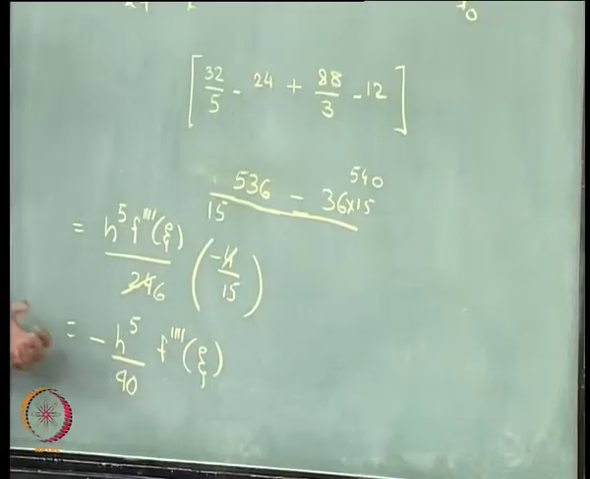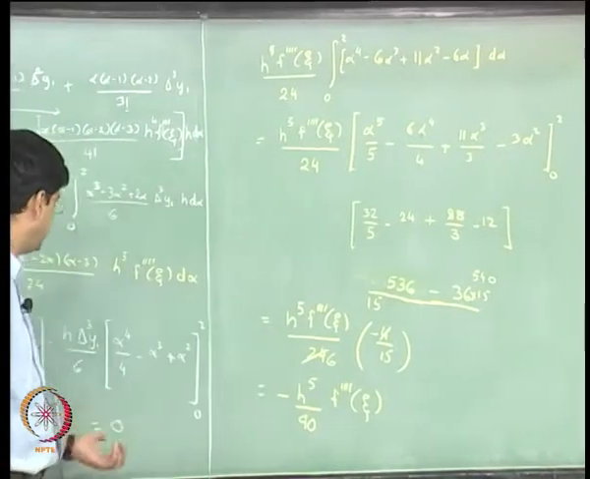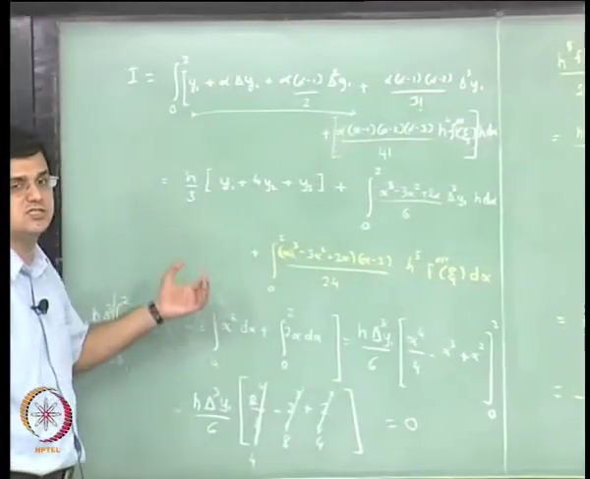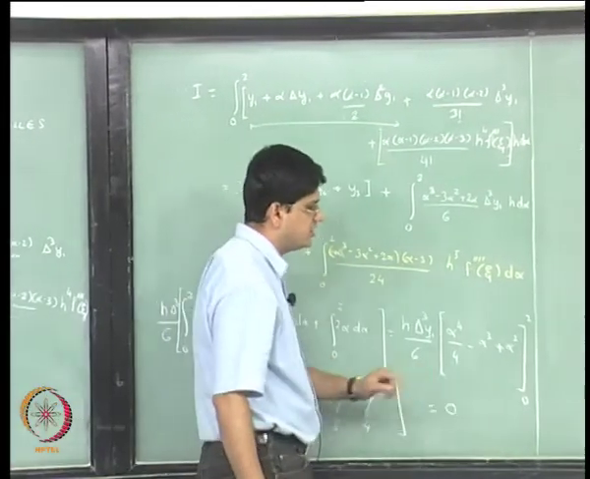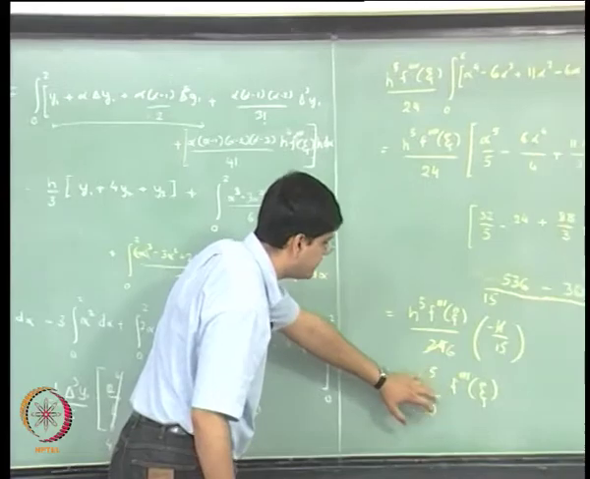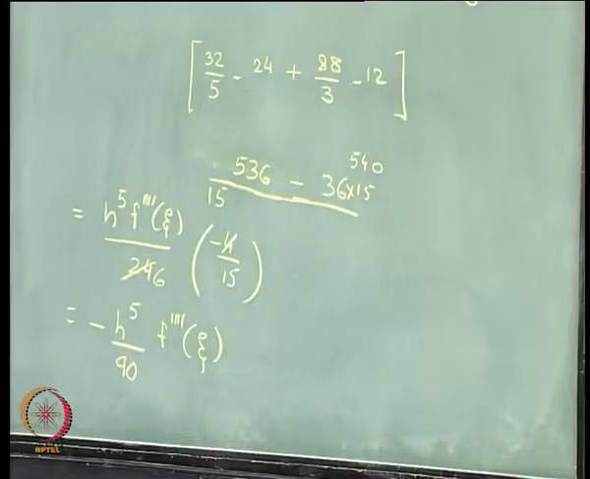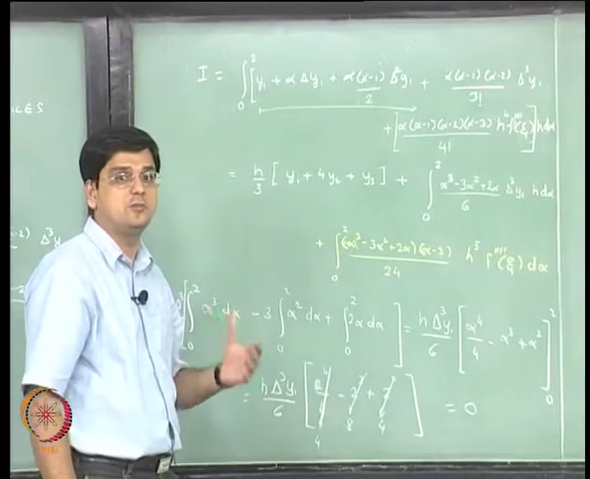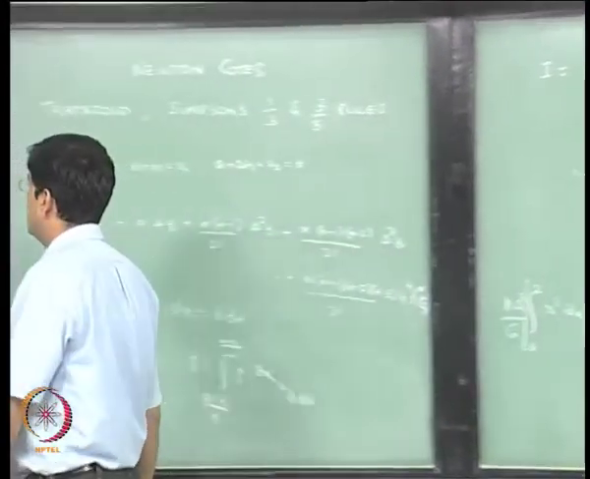Okay. So this is the error in computing the integral using the Simpson's 1/3 rule. So the error in integral of Simpson's 1/3 rule is of the order of h to the power 5. If you recall from the previous lecture, error in finding the integral using the trapezoidal rule was h to the power 3. Okay. So I will write those results down.